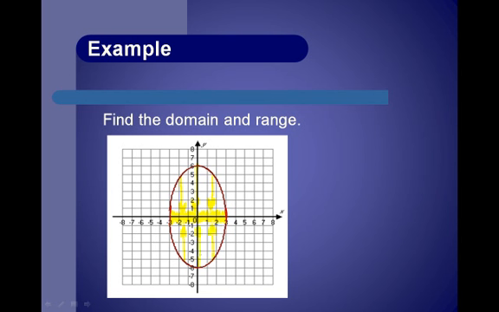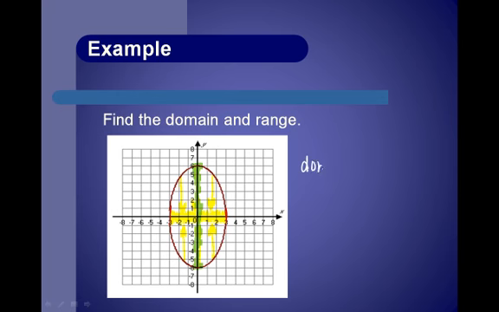The range is the set of y values on the graph, so our lowest y value is negative 6, our highest y value is 6. We have y values all the way between negative 6 and 6, so the range would be all y values between negative 6 and 6.